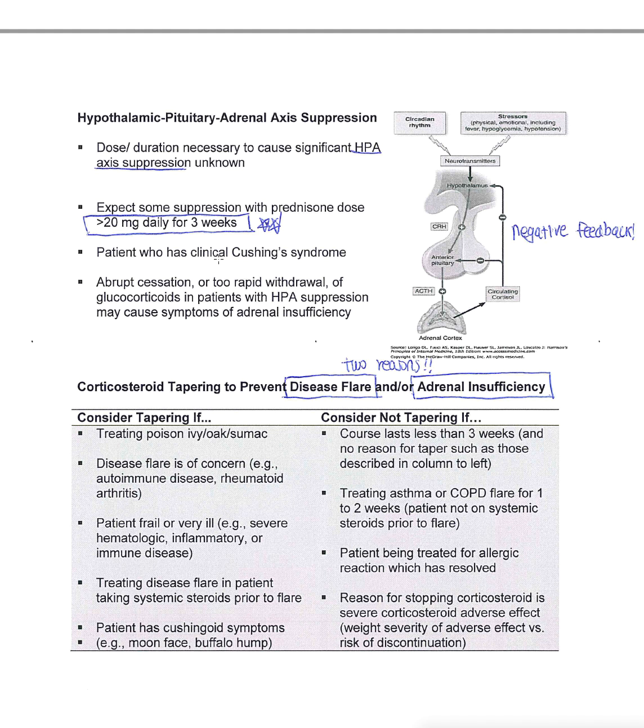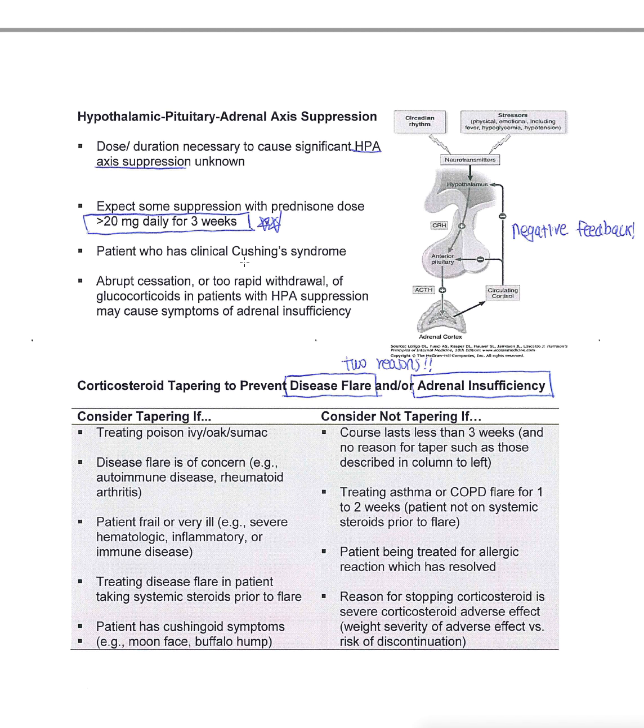And when a patient has clinical Cushing syndrome, which we're going to talk about later on, but it's basically a patient having too much adrenal issue, for that case we need to stop corticosteroids gradually. Abrupt cessation or too rapid withdrawal of glucocorticoids in a patient with HPA suppression may cause symptoms of adrenal insufficiency, because your adrenal cortex will not function to make cortisol, so you're going to go into this adrenal insufficiency stage.